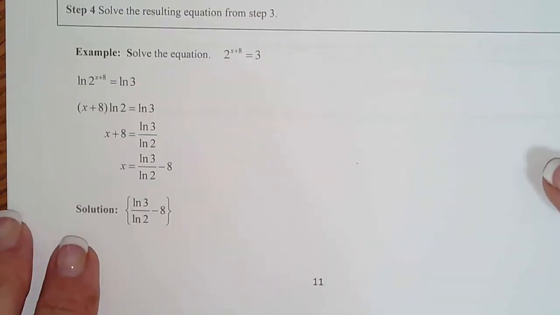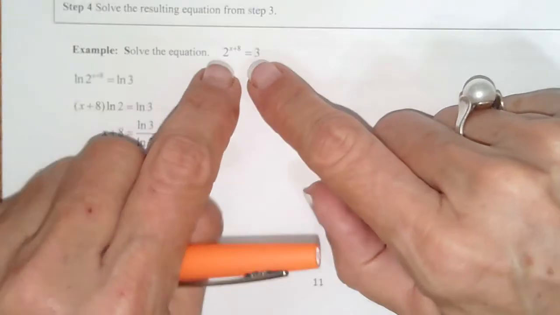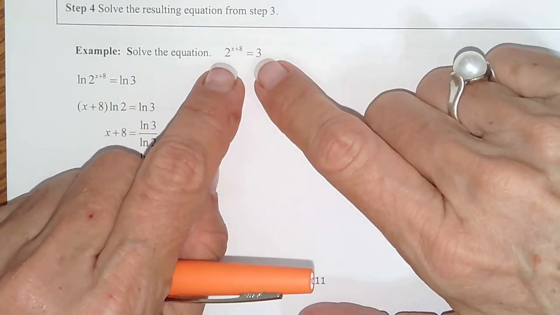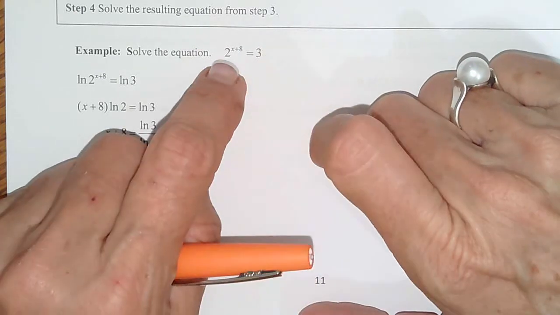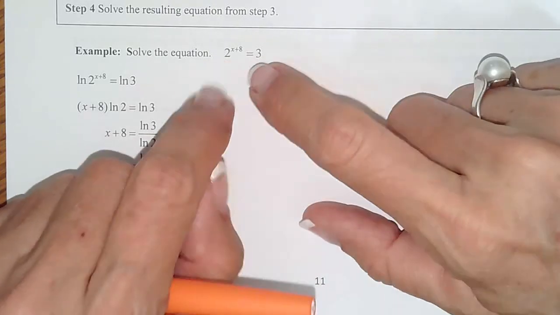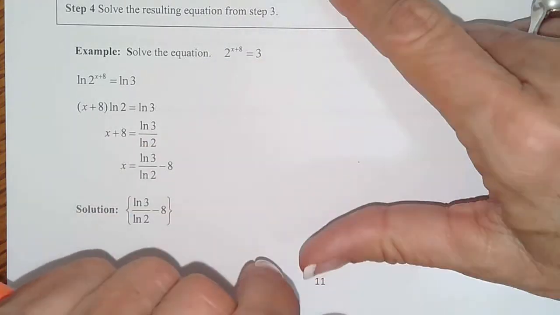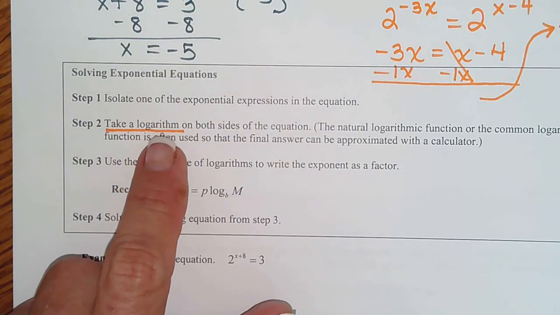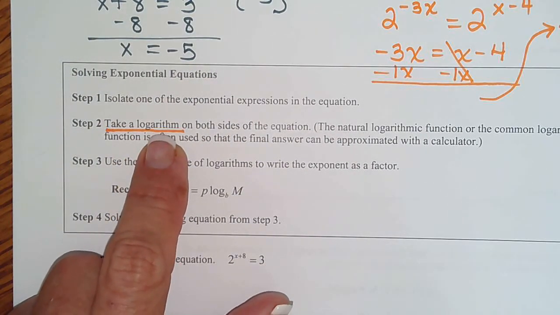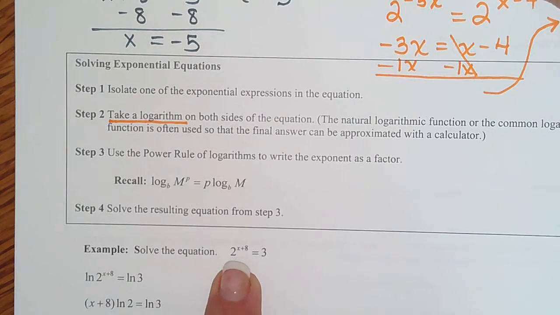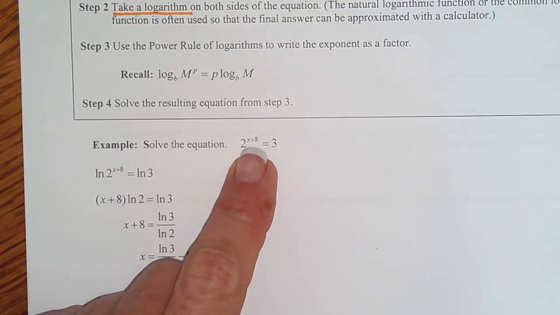So look at this problem. 2 and 3. I can't break either number down, and I can't make them have the same base, right? Now, if this was 3 and this was 9, yeah, I could make them have the same base. Or if this was 2 and this was 8, yeah, but not 2 and 3. So according to the directions above, if you can't make the bases the same, you take the log of both sides as long as the exponential is isolated. Is my exponential isolated? Yes, it is. It's all by itself on the left side.